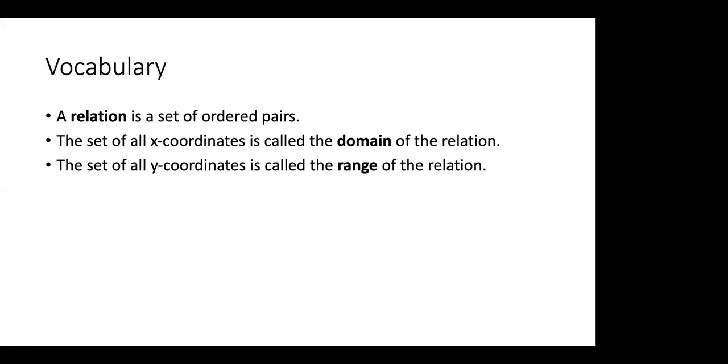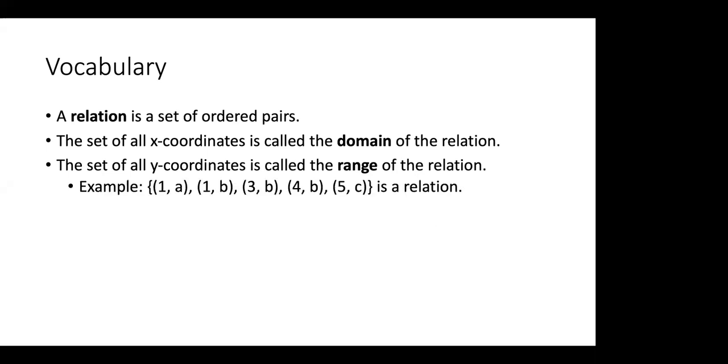All right, so we start with some vocabulary. A relation is any set of ordered pairs. The set of all x coordinates of those ordered pairs is called the domain of the relation, and the set of all y coordinates is called the range of the relation. So for example, here's a relation. It contains 5 ordered pairs: (1,a), (1,b), (3,b), (4,b), and (5,c).